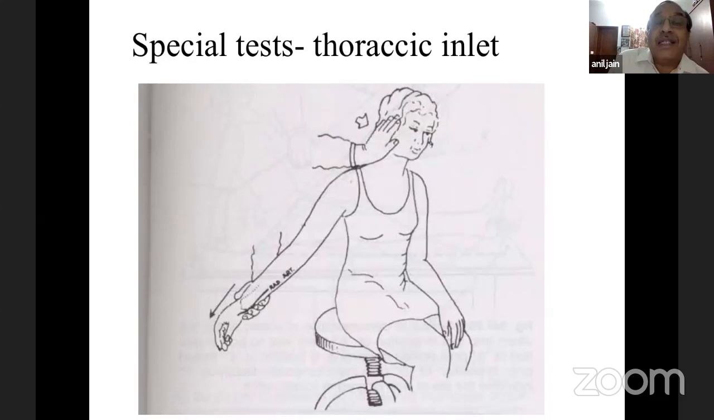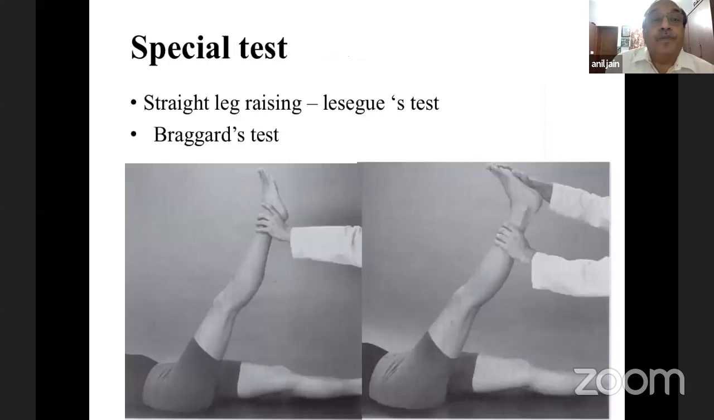Now, Adson's test is for thoracic inlet syndrome, for a compromise in the thoracic inlet. And here you turn the neck onto one side, turn the face to the ipsilateral or contralateral side, and ask the patient to take a deep breath. You will notice that the radial pulse diminishes. And this is what indicates a cervical rib or a thoracic outlet syndrome.